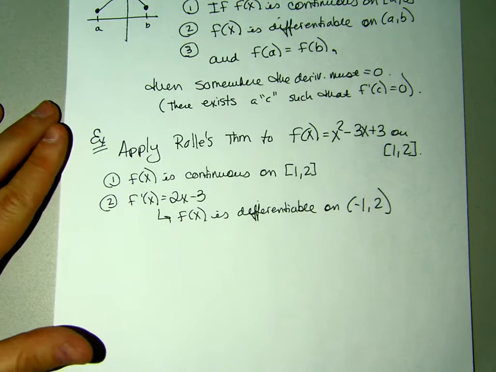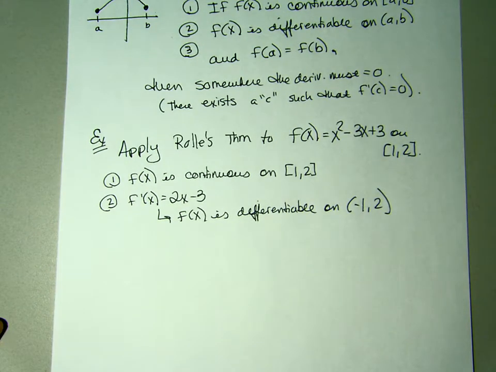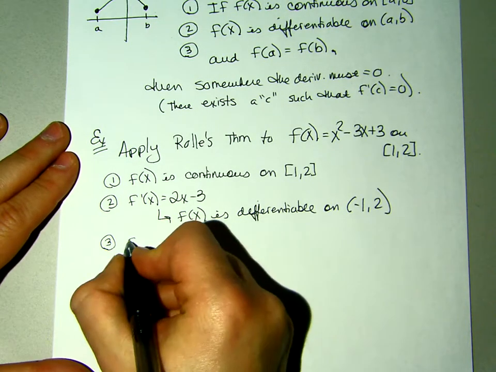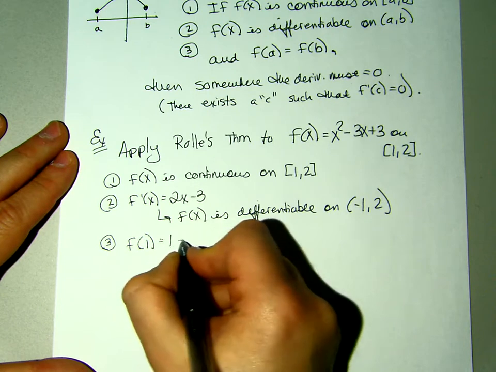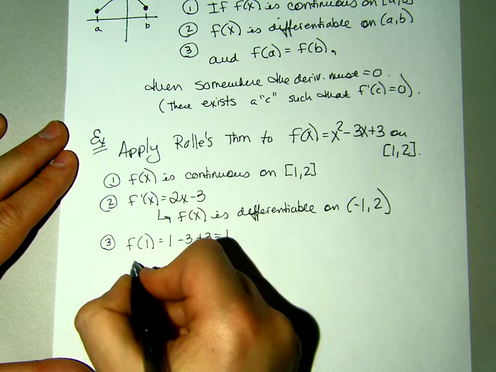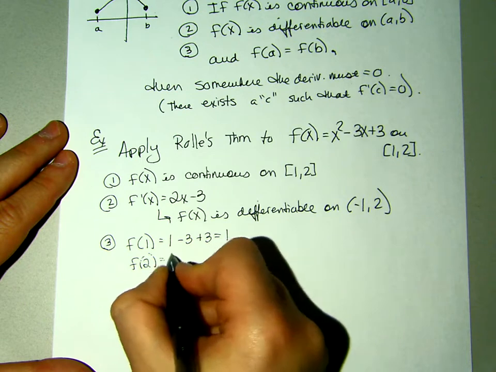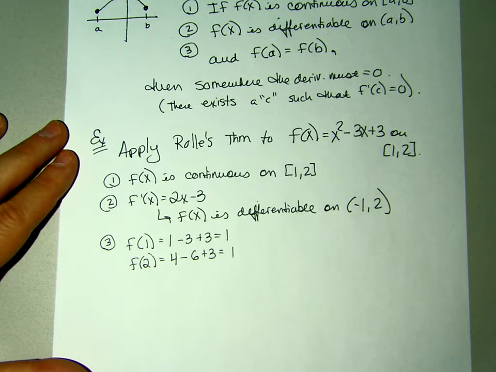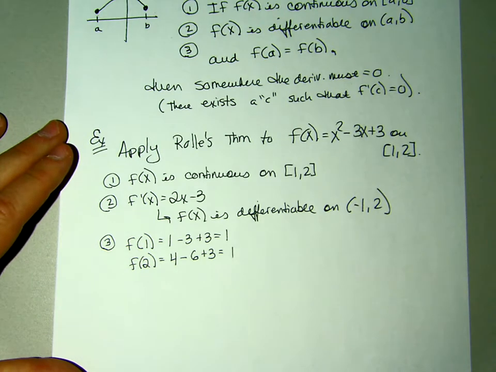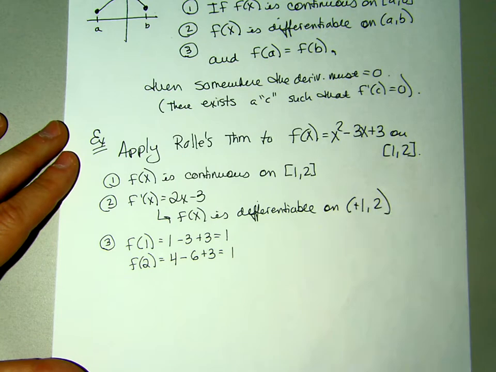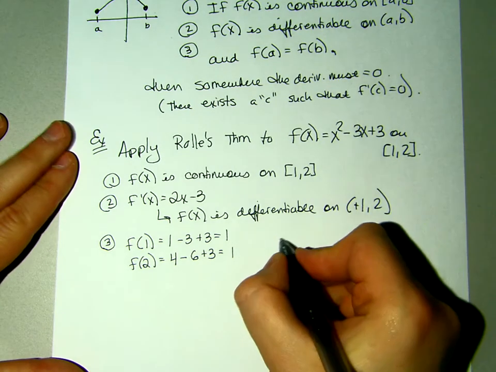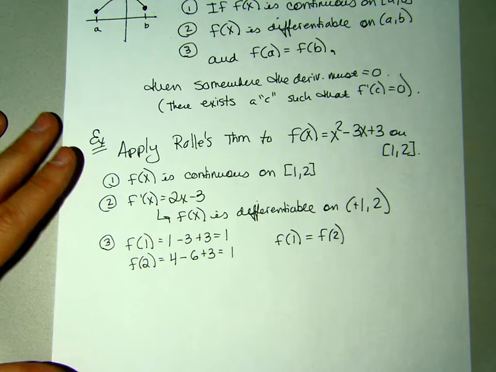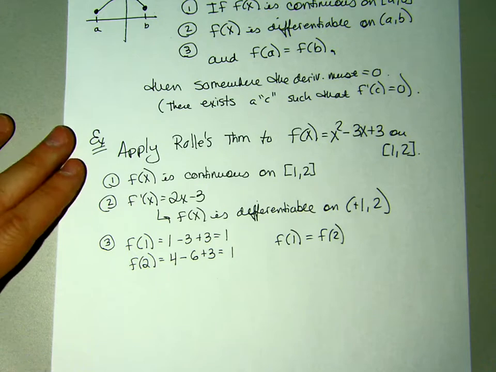So I think you should be starting the exact same way we started with the mean value theorem. But there's another thing I do need to check now. I need to find f of 1, which is 1 minus 3 plus 3. That's 1. And I need to find f of 2. That's 4 minus 6 plus 3 equals 1. You said negative 1, 2, instead of 1. Thank you. Positive 1, 2. Yeah, those values were the same. Does Rolle's theorem apply? Sure it does.